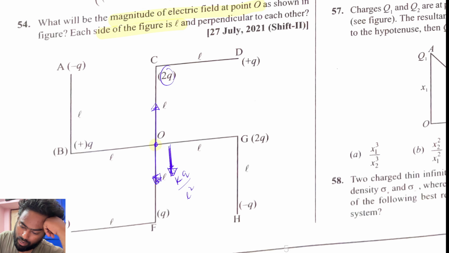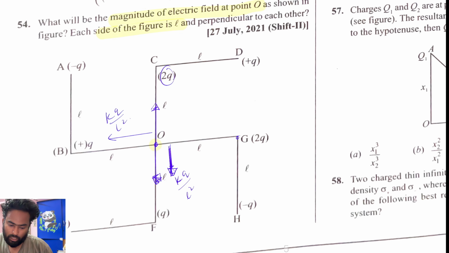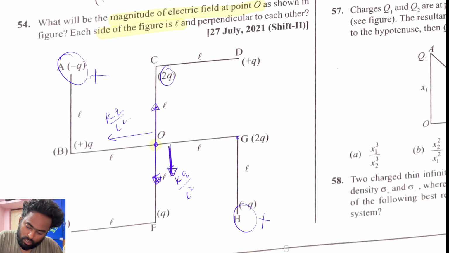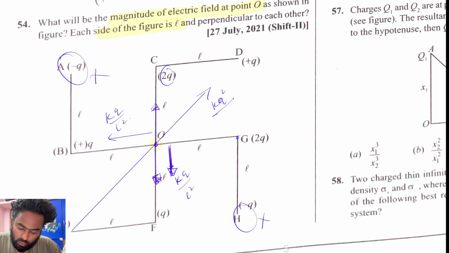Now due to B and G, again 2Q, so in this direction we will have KQ by L square. Now comes H and A. This one Q, minus Q and minus Q. So A and H have the same center, so they will give no field. Their fields will cancel. Now this one again 2Q and this one again 1Q. So 1Q will cancel. So K Q square, oh, 2Q whole square.